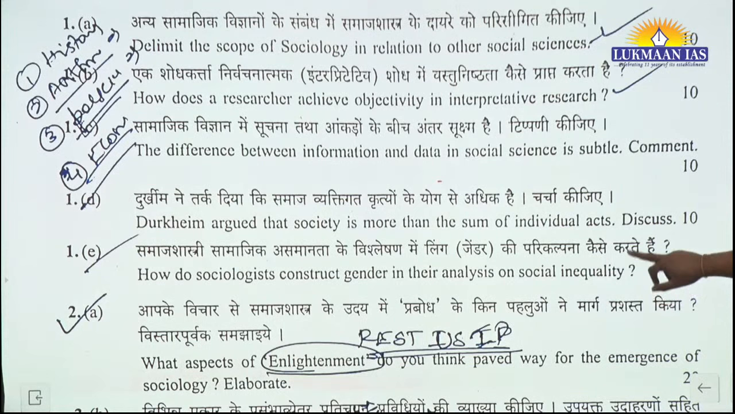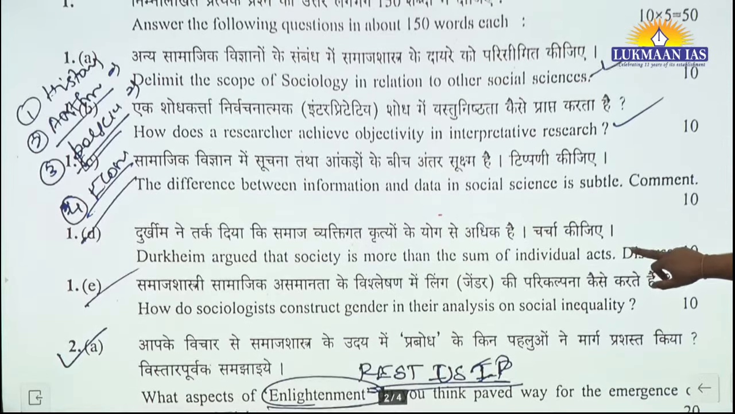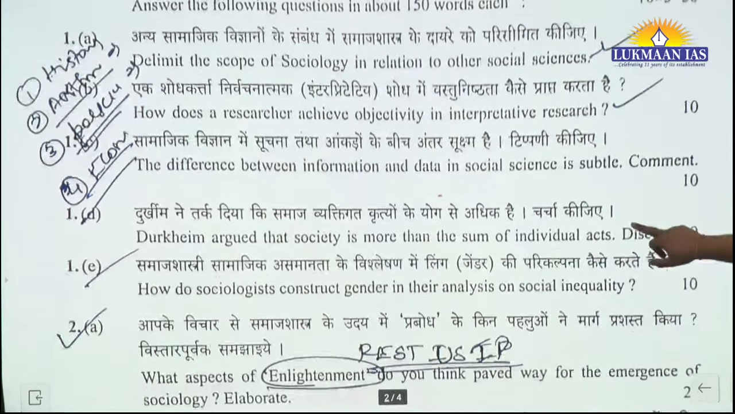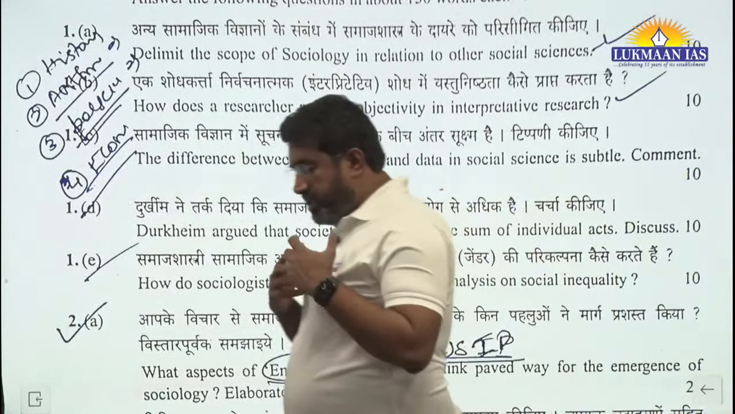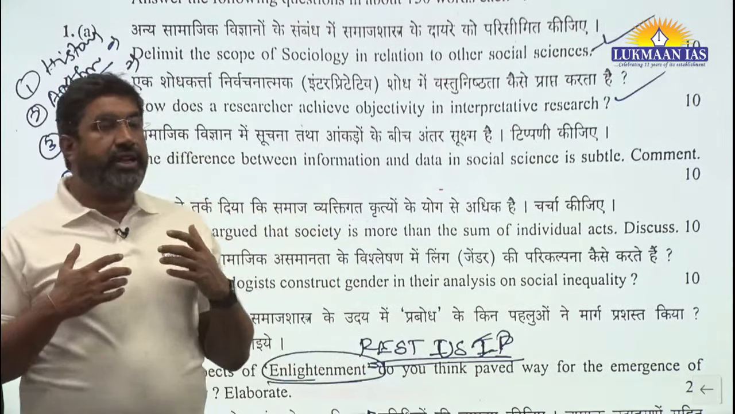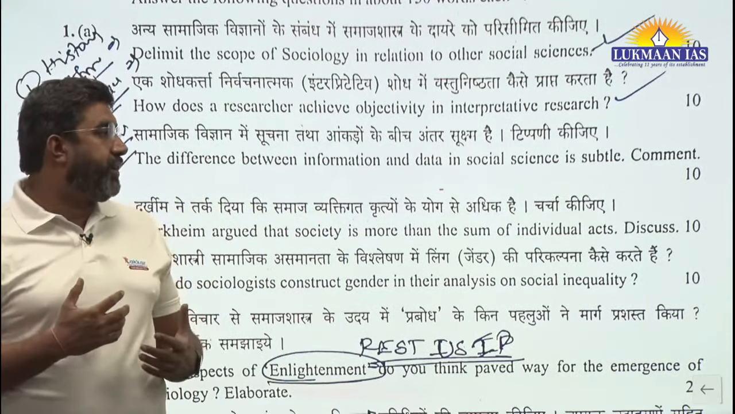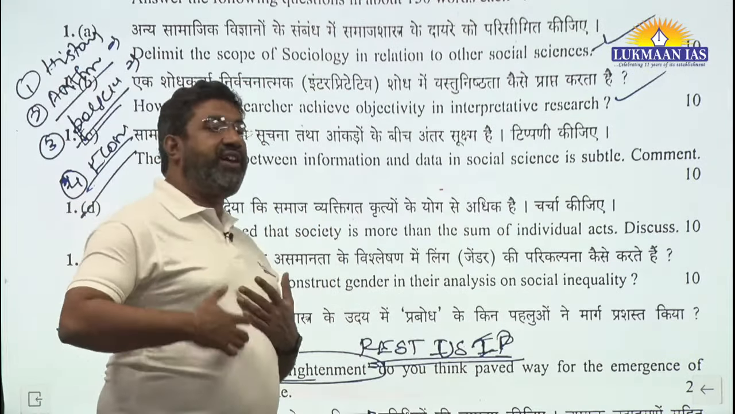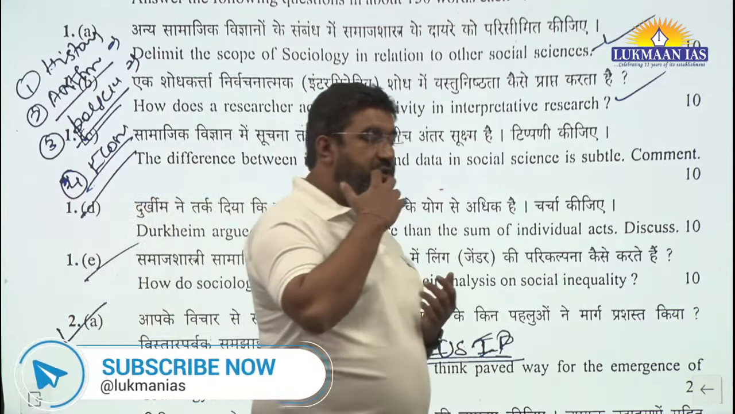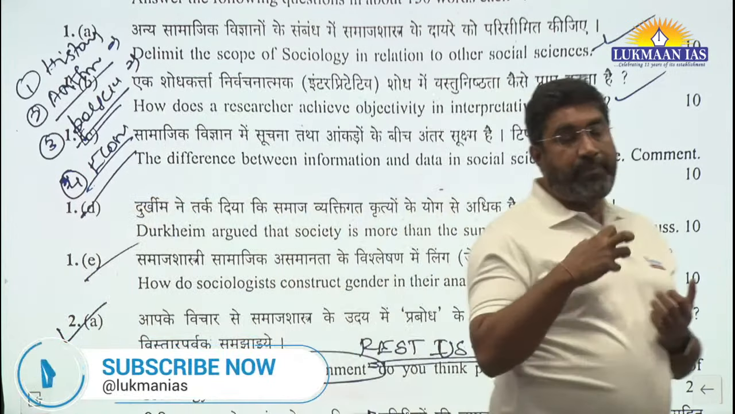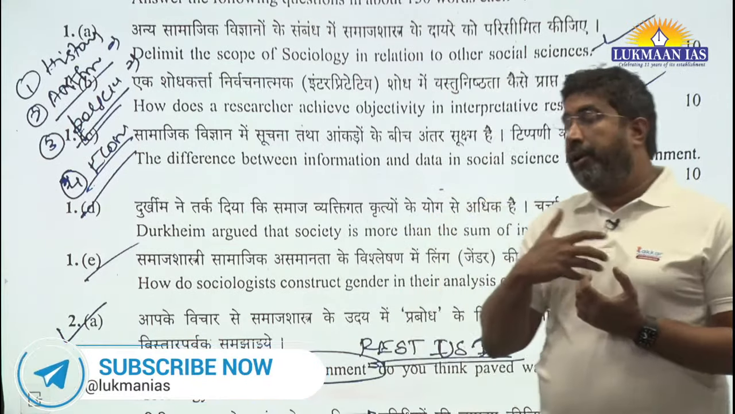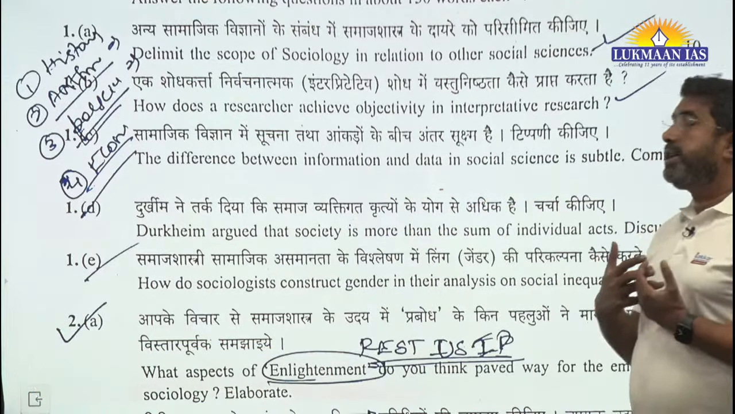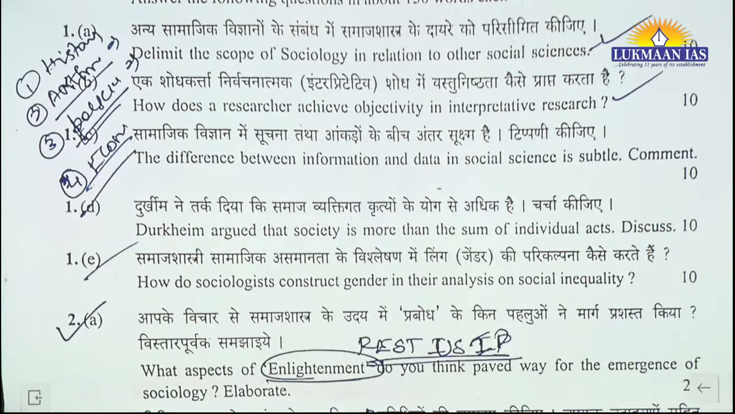Second, how does a researcher achieve objectivity in interpretive research? You see that the nature, we all understand that interpretive research was there, but the question is very specific. So, it is not very simple in that context. You have to have a very good and brief idea about it. It is not about how much you have mugged, rather it is how much you have understood that is making the difference.